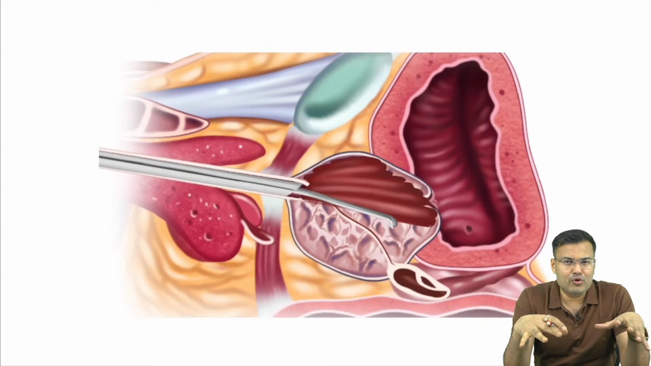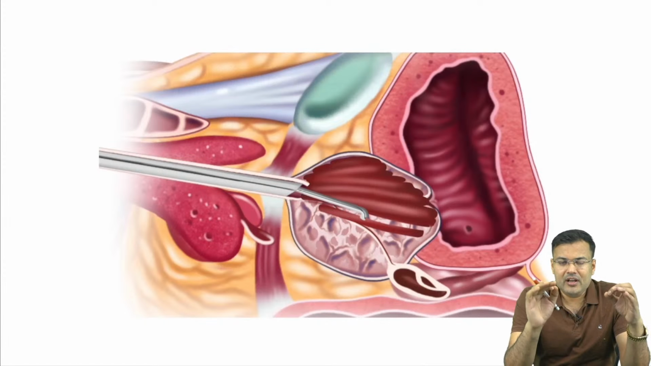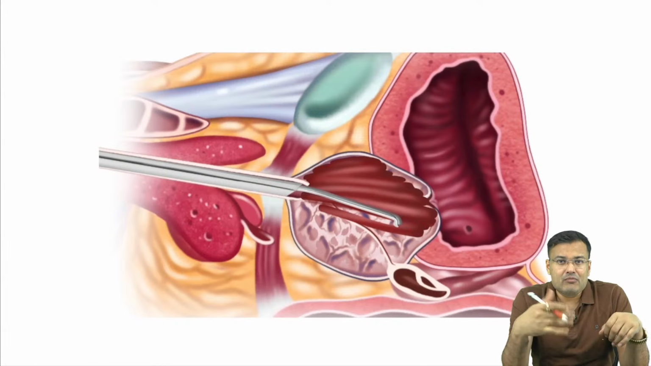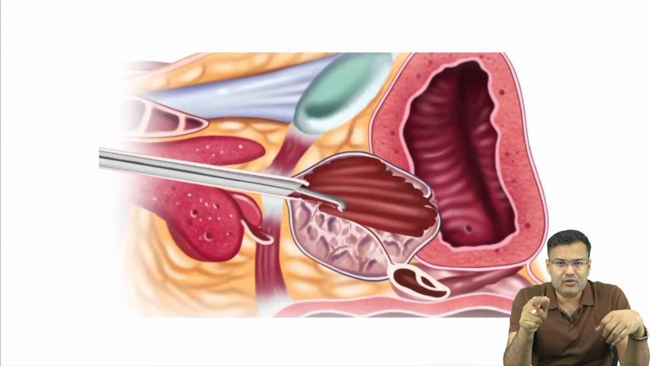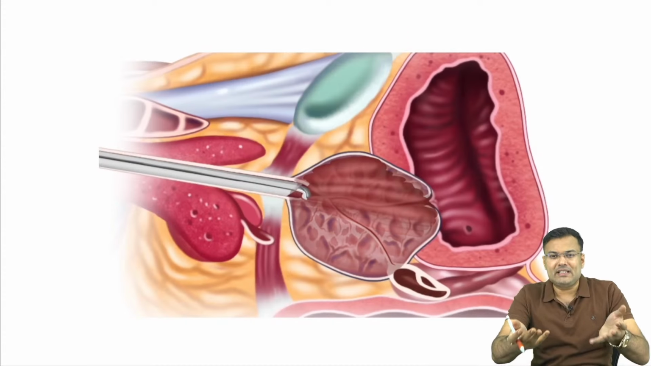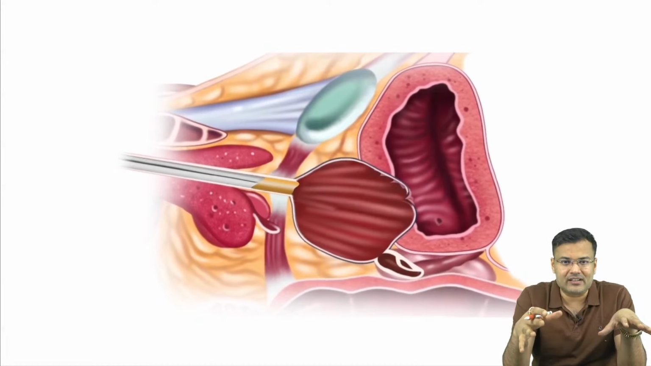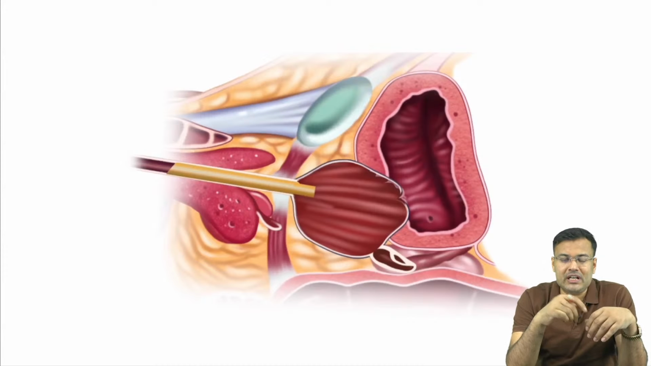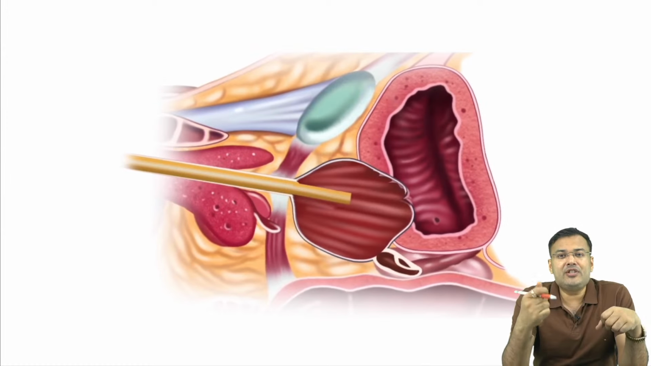So monopolar cautery, 1.5% glycine. Bipolar cautery, we are using normal saline. Most important distal landmark, all of you know, it's veru montanum. Why? Because it is located just proximal to the sphincter. So don't go beyond veru montanum, otherwise there will be injury to the sphincter.